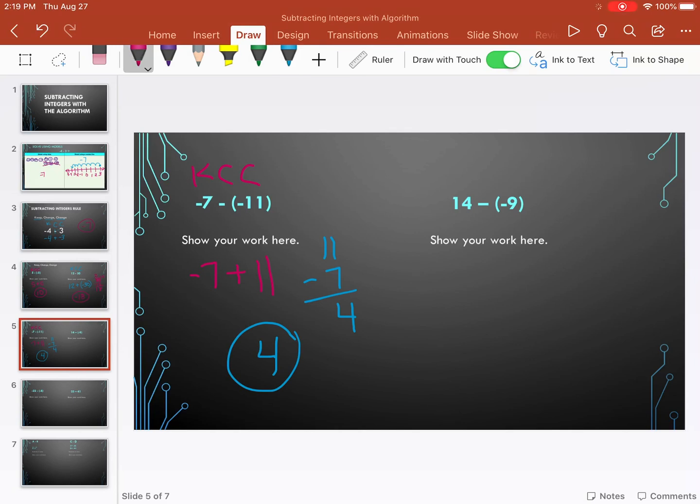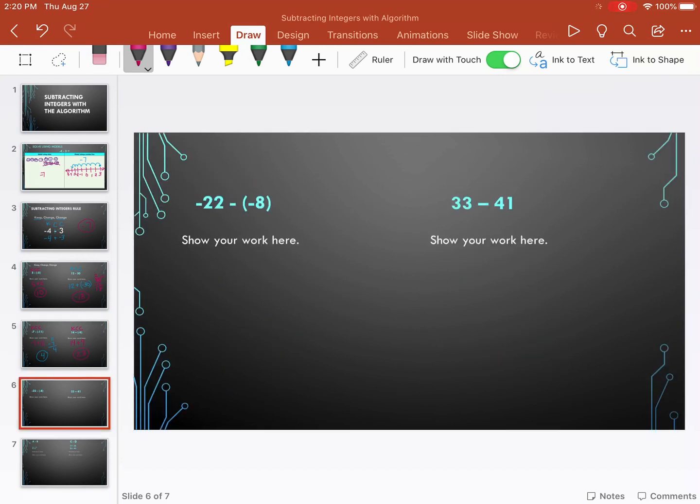Okay, on to the second one. If you didn't do the second one yet, go ahead and pause and do it. Okay, so keep, change, change. Keep 14, change subtraction to addition, change my -9 to a positive 9, and then it's just adding two positive numbers. So 14 plus 9 is equal to 23. All right, again, I want you to pause it and try these two. Go ahead and do both of them.